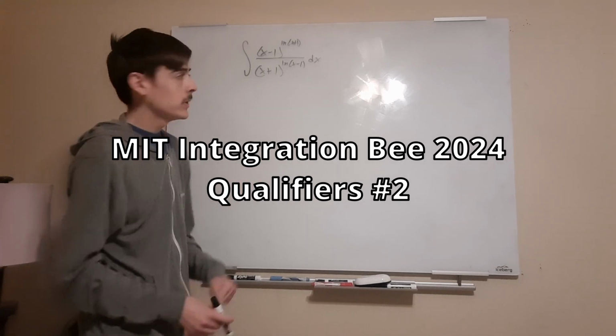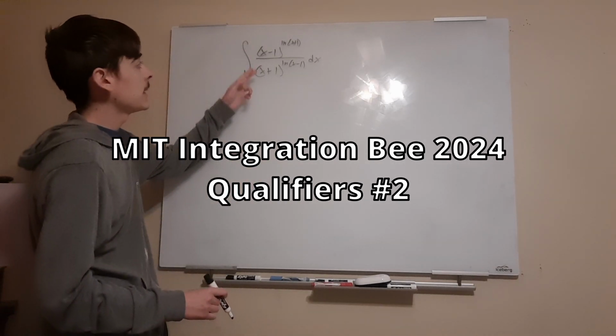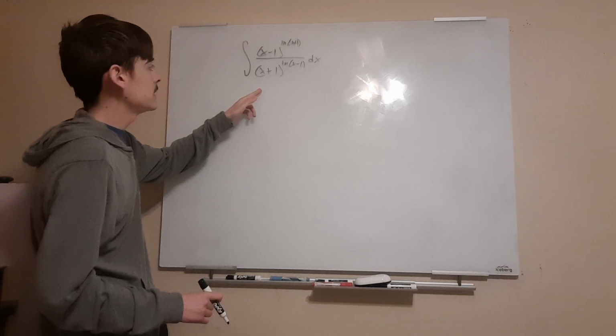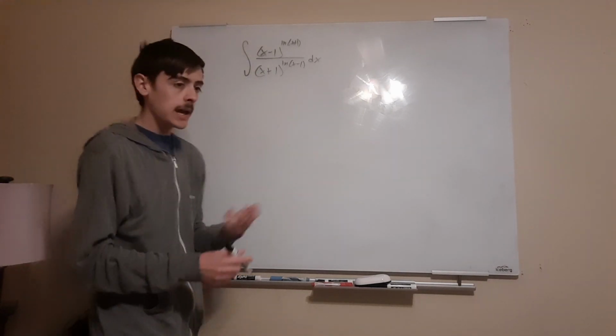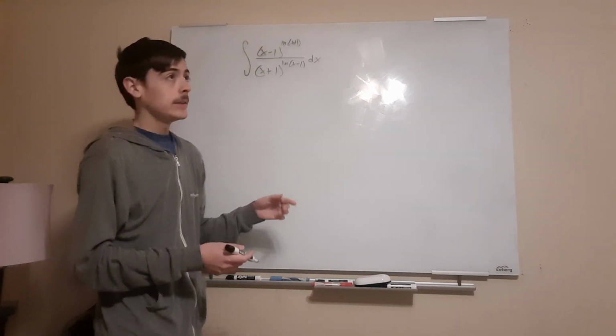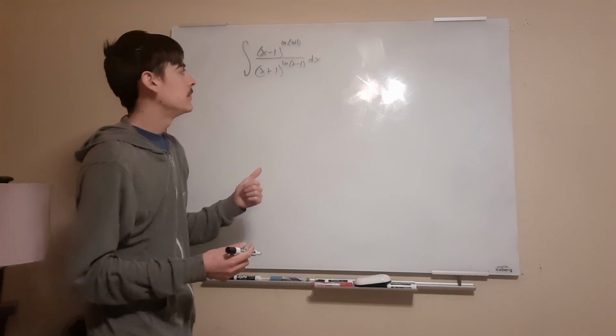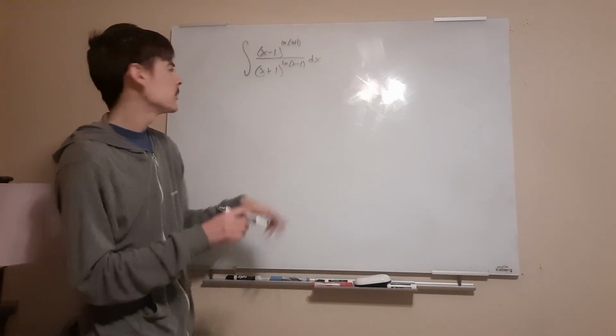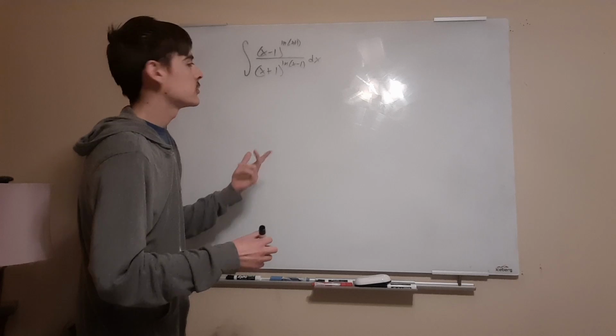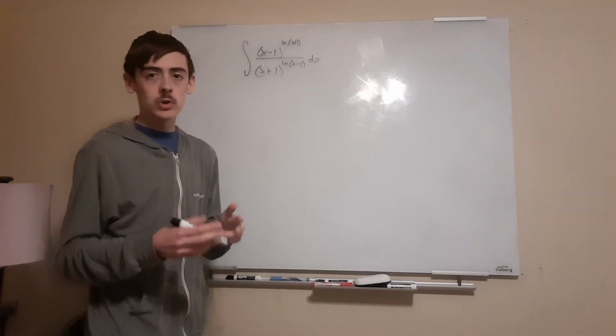Alright, for today's integral, we have the integral of (x minus 1) to the power of (ln x plus 1) over (x plus 1) to the (ln x minus 1) dx. Now this integral looks a bit wonky. There's no nice u-sub, by parts isn't going to do anything, that'd be horrible. There's no partial fractions, there's no trig, so none of our base techniques work.